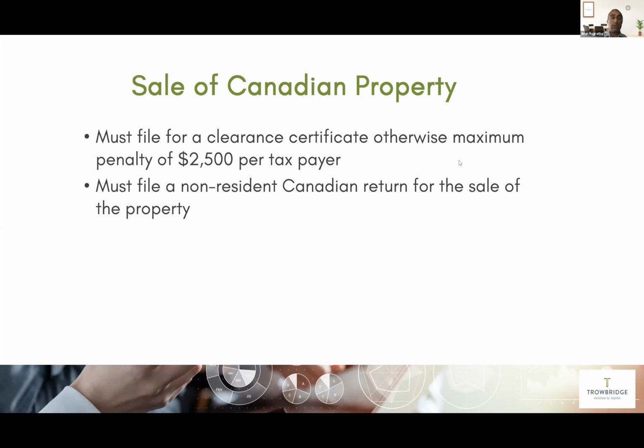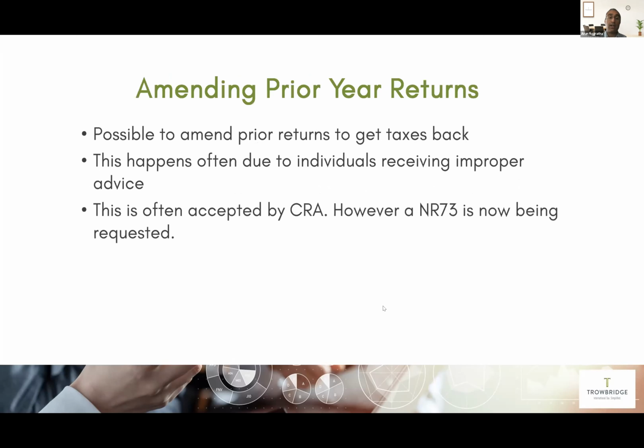Very important that you meet this 10-day requirement. There is also a requirement to file a non-resident sale of property return, again, whether you have a net gain or net loss. It's very important that you meet that requirement. Otherwise, for not doing the clearance certificate, there's a strict penalty of $2,500 per taxpayer. So if you had a husband and wife that own a property in Canada and they don't meet that requirement within the 10 days, then there would be a penalty.